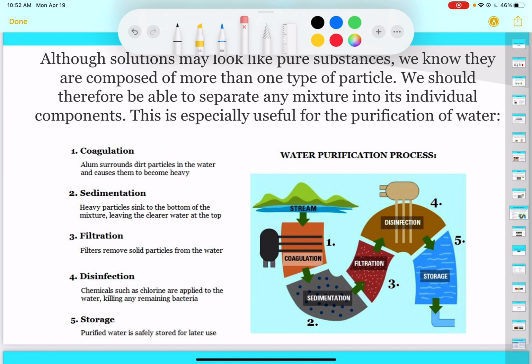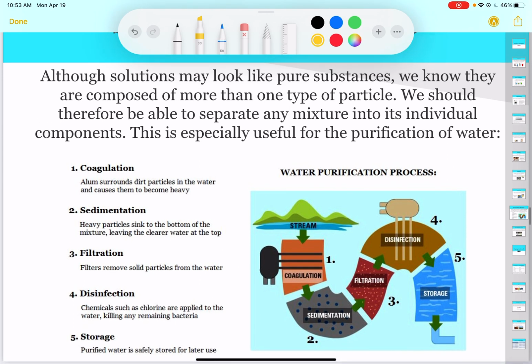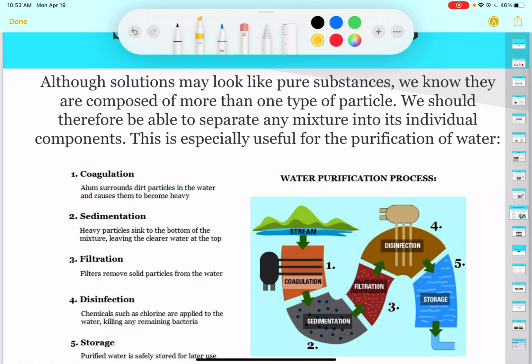In a lot of waterways, we use chlorine. So chlorine is added to the water to kill any sort of bacteria that might be in it. We can also use UV light to kill any bacteria. And then the last step is storing it. So purified water is stored for later use, and that would be what would be pumped into our houses, for instance. So there are processes to separate things out of water.